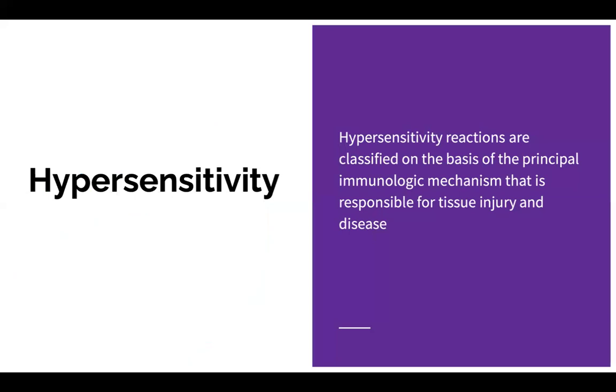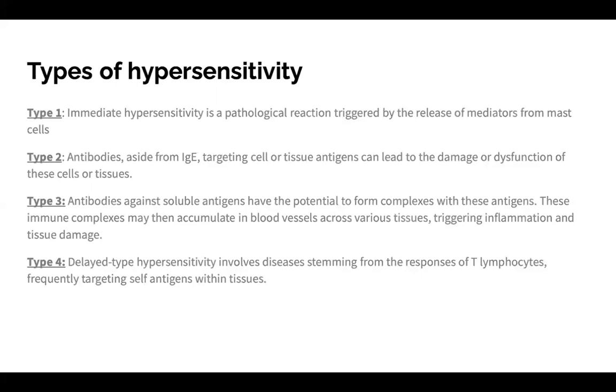Hypersensitivity. Hypersensitivity reactions are classified on the basis of the principal immunological mechanism that is responsible for tissue injury and disease. So there are four different types of hypersensitivity. The first one is immediate hypersensitivity, which is a pathological reaction triggered by the release of mediators from mast cells.